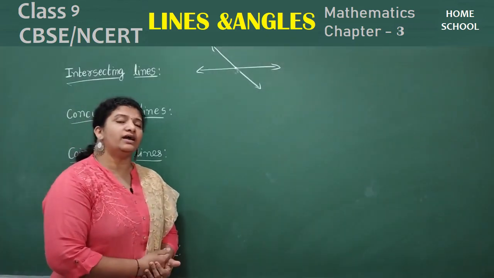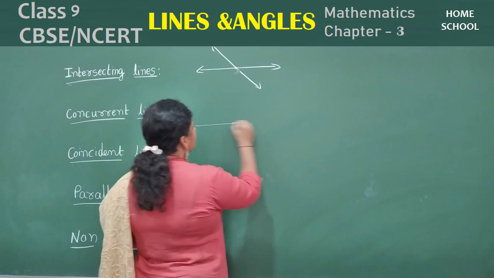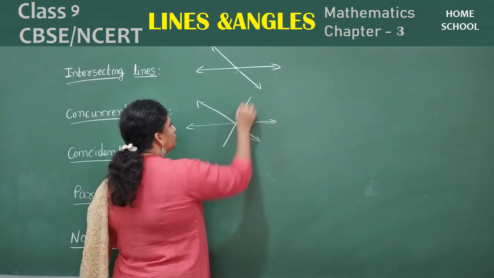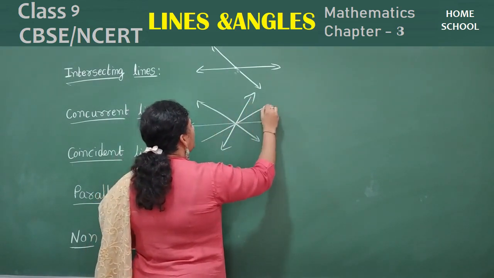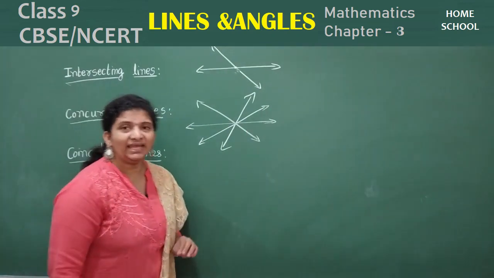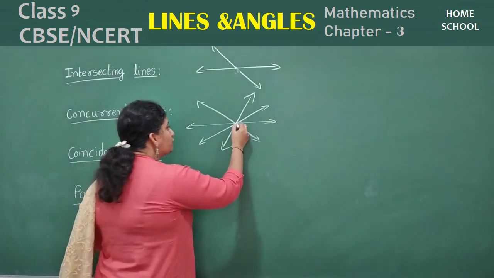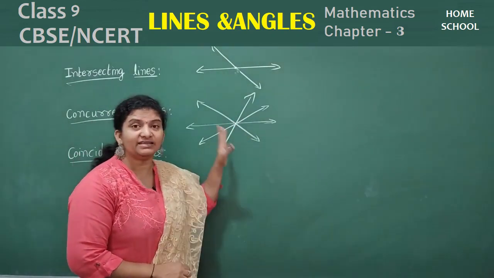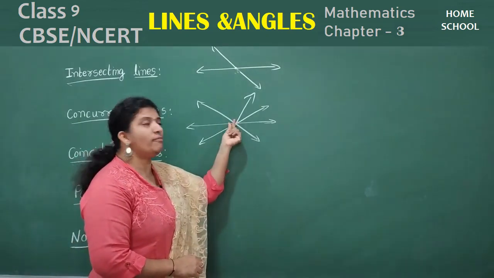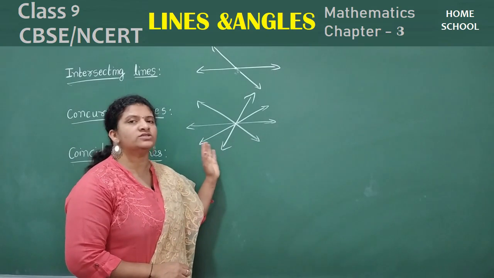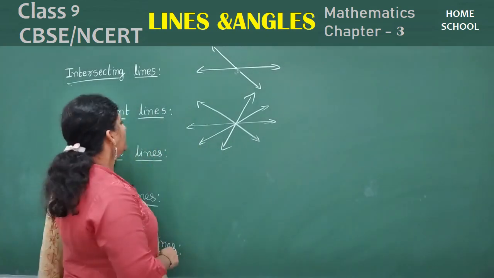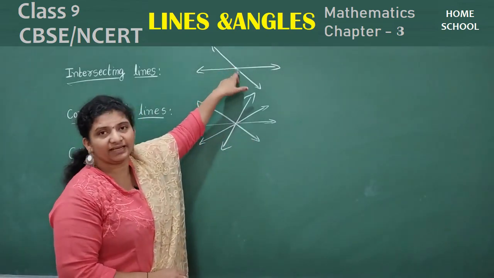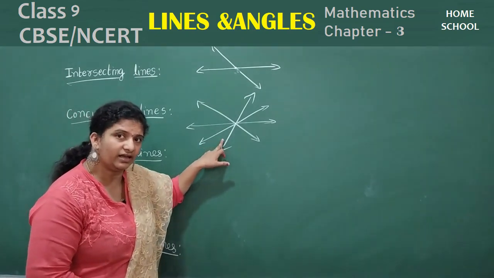What is that? Concurrent lines. See here, concurrent lines. I am going to take more than two lines. 1, 2, 3, 4. Like this, what happens? Many lines are passing through the same point. Okay. So, many lines are intersecting at one point. There is a common point for many lines. So, those types of lines we call concurrent lines. Intersecting lines, and this is concurrent lines.